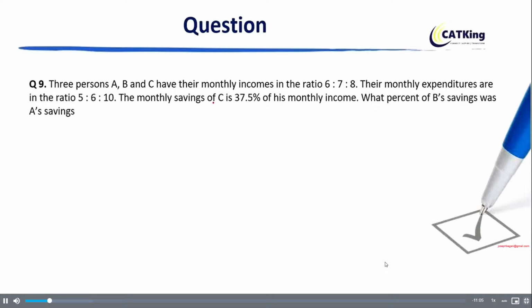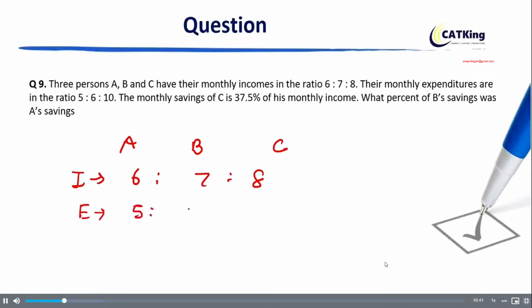Okay, I hope you have tried it out. 3 persons, A, B and C. They are having their monthly incomes in the ratio of 6 is to 7 is to 8, right? This is their income, right? Their monthly expenditures are in the ratio 5 is to 6 is to 10. So expenditure is given as 5, 6, 10.